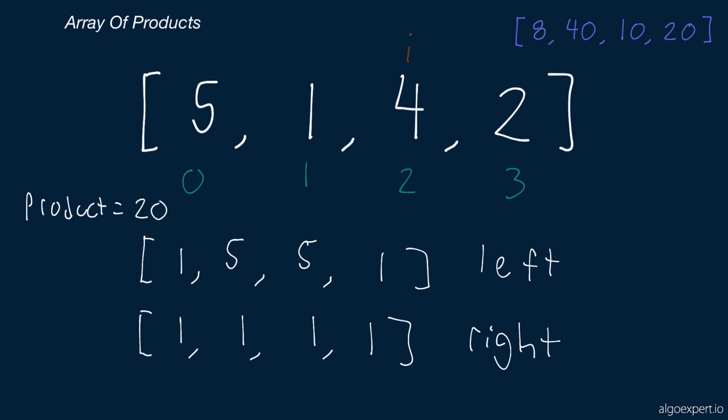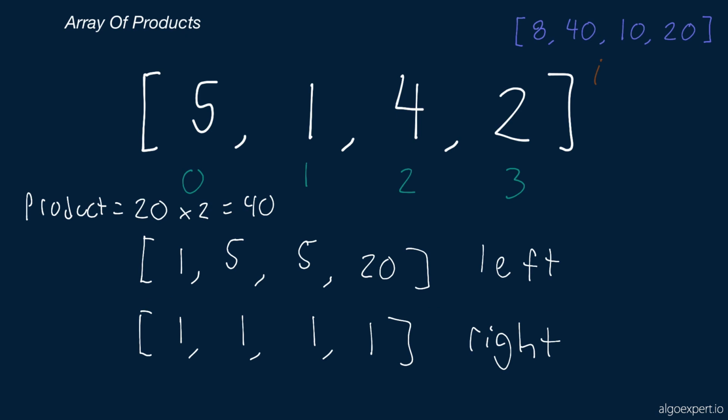Now we're going to do the same thing. We're going to move I over. We're now going to insert 20 here into this last position. Then we're going to multiply our product by whatever this value is. In this case, it's 2. So 20 times 2, that gives us 40. However, I is now done, so we have finished filling in this left array.